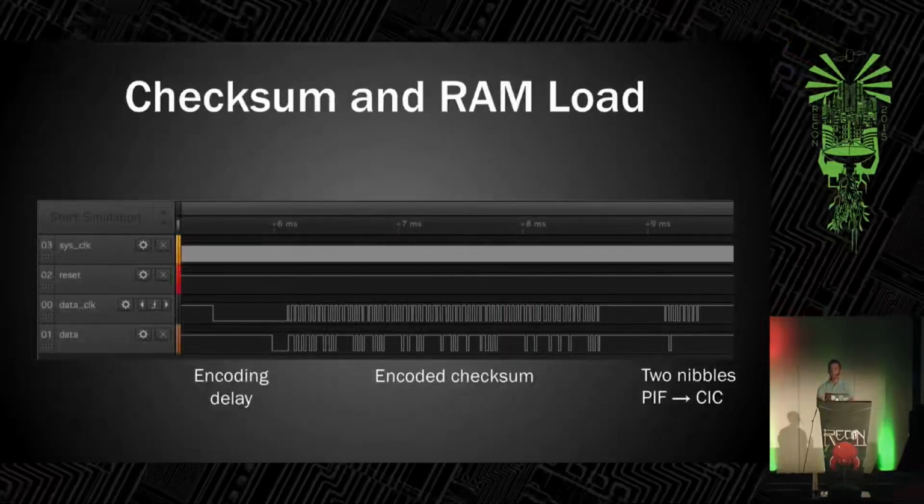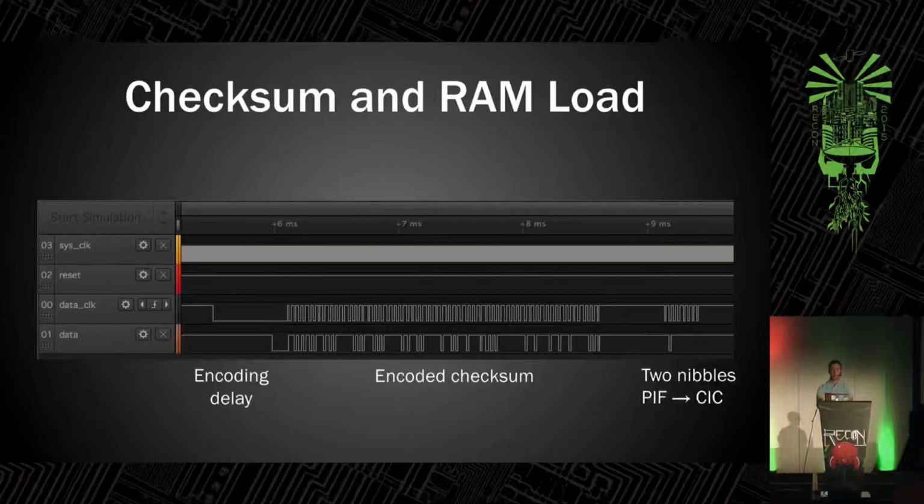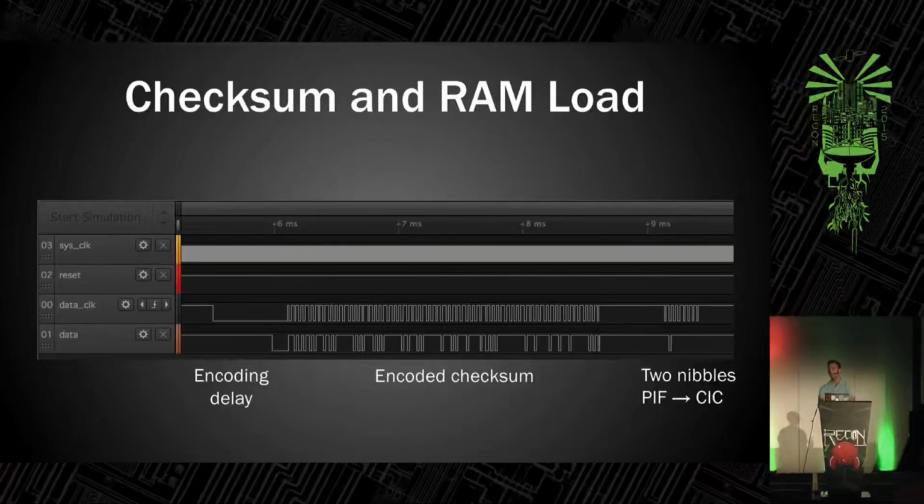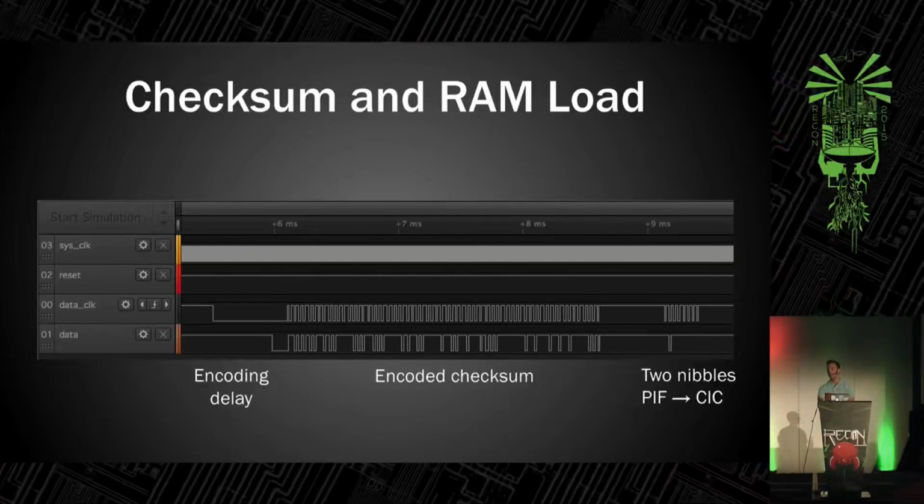A little zoom in on the checksum here, you can see that it's a bit longer than the seed. And finally, at the very end, you see the 2 nibbles sent from the PIF to the CIC.